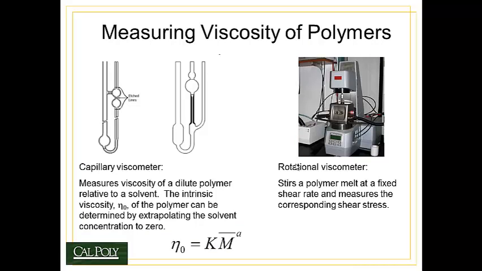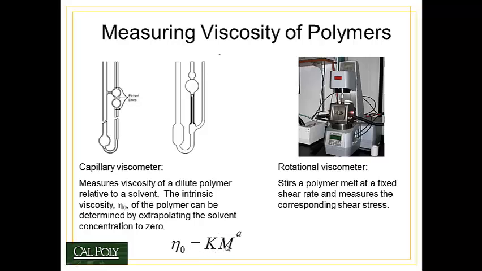So how do we measure viscosity in polymers? Well, first of all, we typically do this by immersing the polymer into a solvent in order to dilute it, and then extrapolate from the diluted polymer to what the polymer melt would be. There's two ways of doing this. The first is capillary viscometry, in which we measure the movement of the polymer up a capillary tube so that the intrinsic viscosity η of the polymer can be determined from extrapolating the solvent concentration to zero.